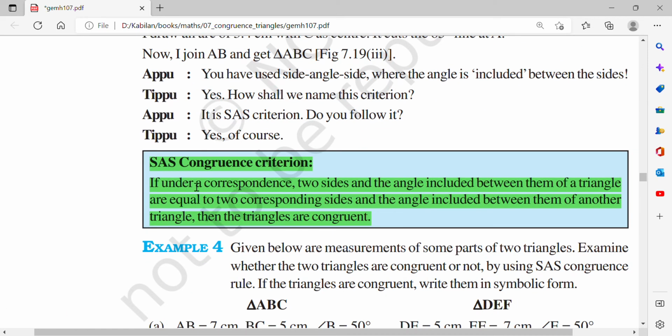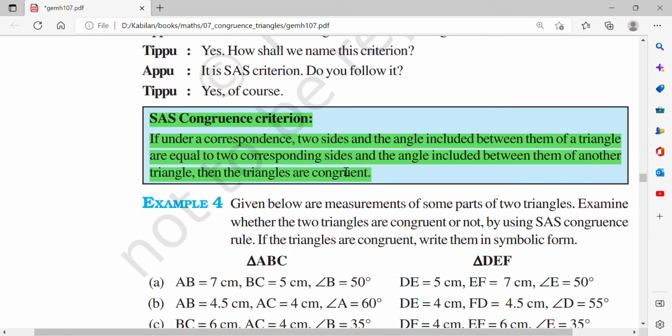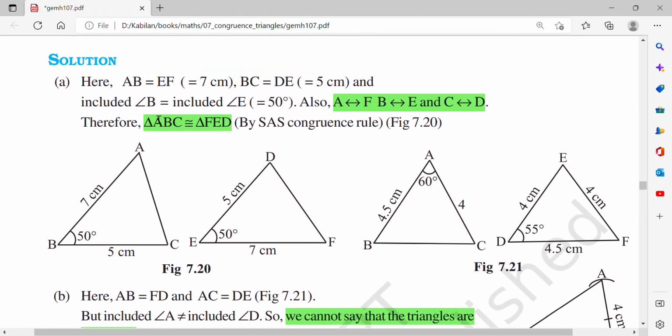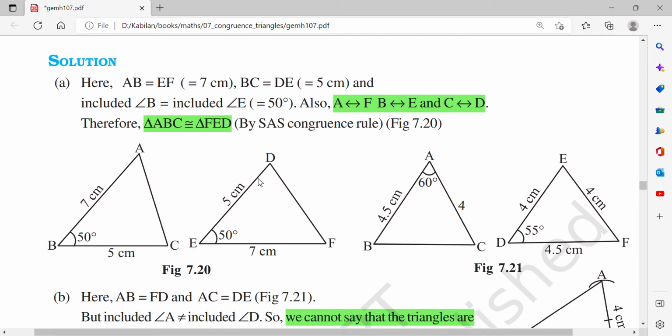The second one is side angle side. Two sides and the angle in between them match with another triangle's two sides and the angle in between them. So that is SAS, side angle side congruency. So here you have two triangles ABC and DEF, and they are congruent. Two sides are given: 7 centimeter one side, 5 centimeter one side, and the angle between them is given. So here also 7 centimeter, 5 centimeter, and the angle in between.